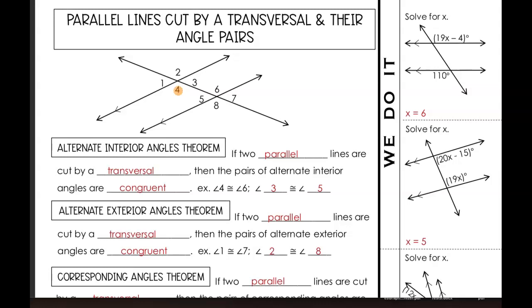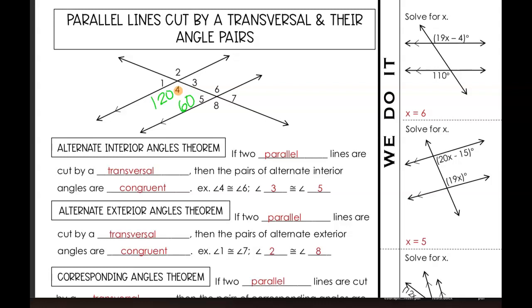So if I told you that the measure of angle 4 is 120, what is its consecutive interior angle? Same side inside. 3. Same side inside. 5. Okay, so then what's the measure of angle 5? They're not congruent, so it's not 120. 60. They equal what? 180. They equal 180, so what would 5 be? 60. Because they equal 180.